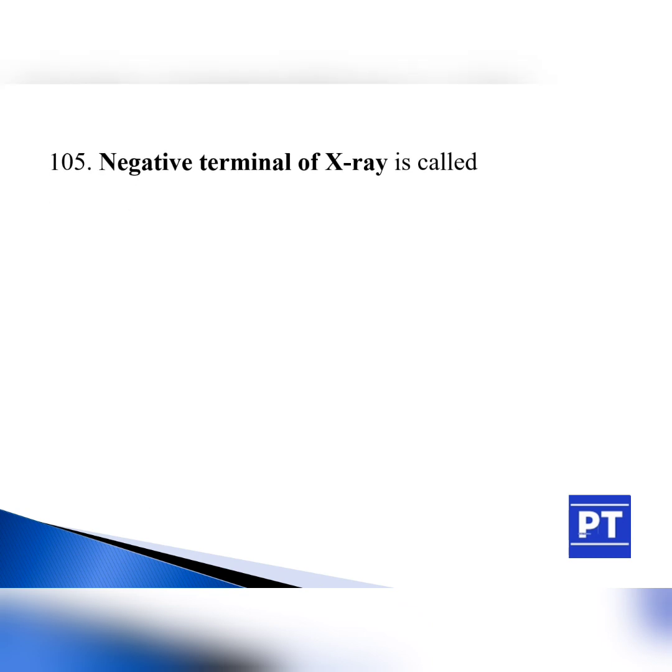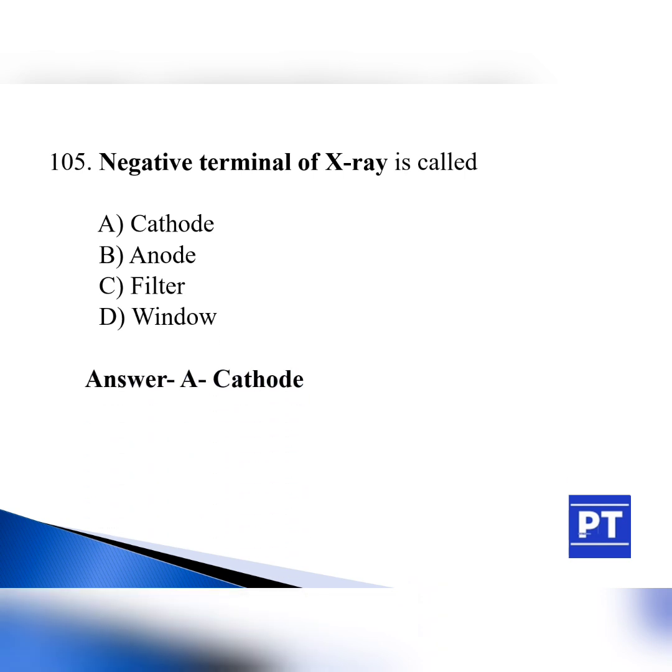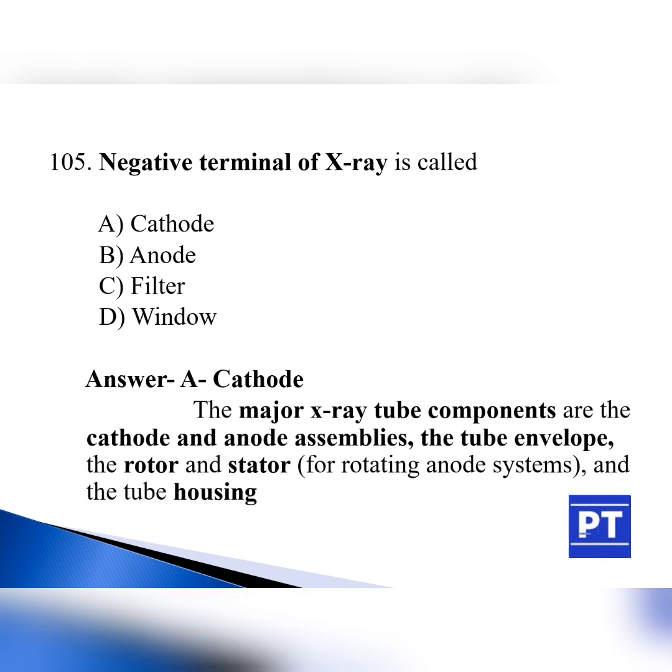Question number 105. The negative terminal of the X-ray tube is called: option A cathode, option B anode, option C filter, option D window. The answer is option A, cathode. The major X-ray tube components are the cathode and the anode assembly. The cathode is negative and the anode is positive. Other components are the tube envelope, the rotor and stator for the rotating anode system, and the tube housing.